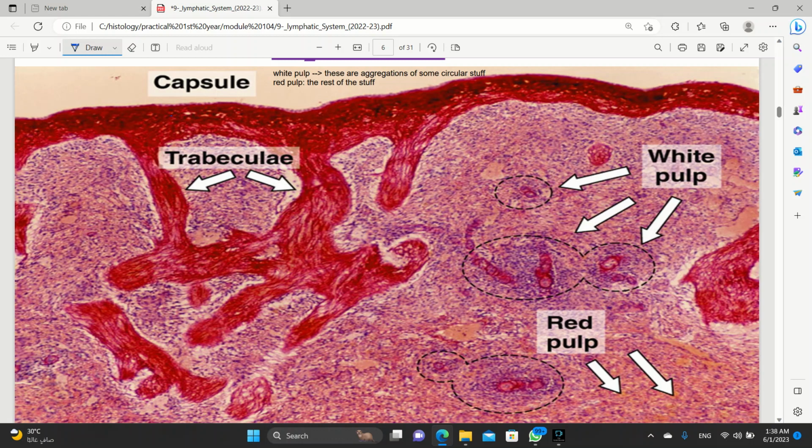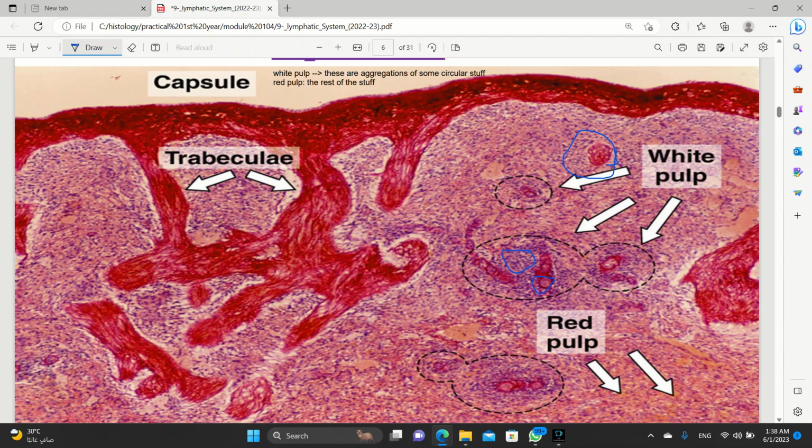Let me take a look. Did they mark all of them? No, like that. You can see the circularity here. So these are the white pulp. They have a center arteriole. Around that center arteriole is the para-arteriolar lymphatic sheath. And then here they have the germinal center, which then has the follicular and then a marginal.